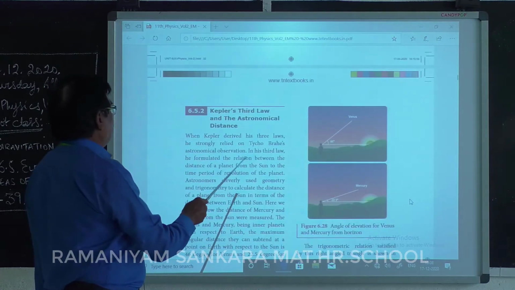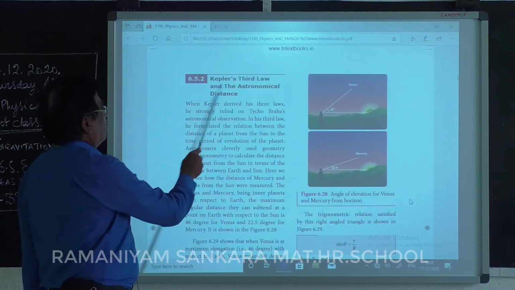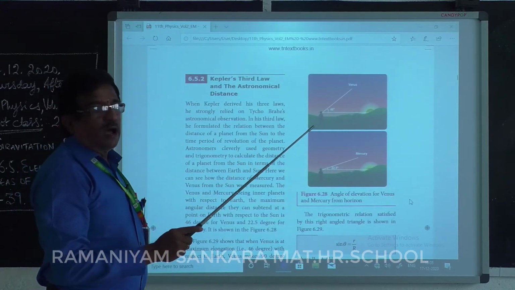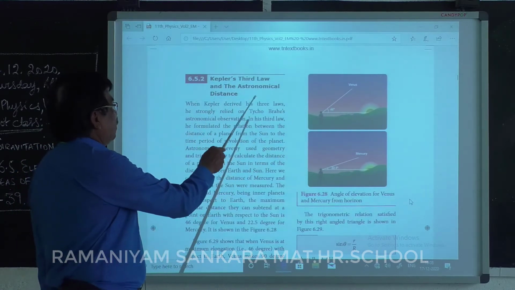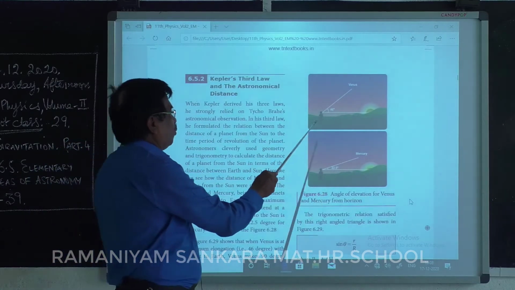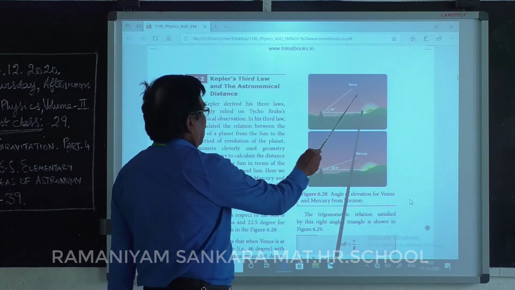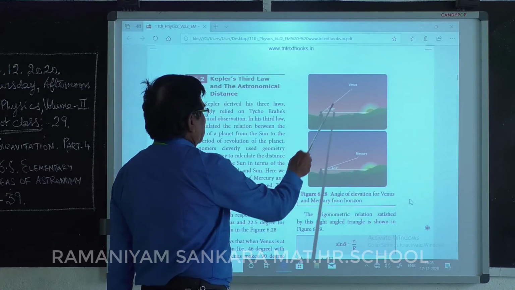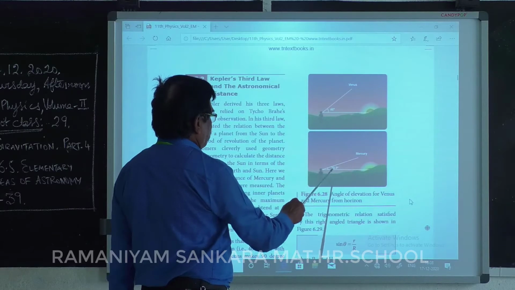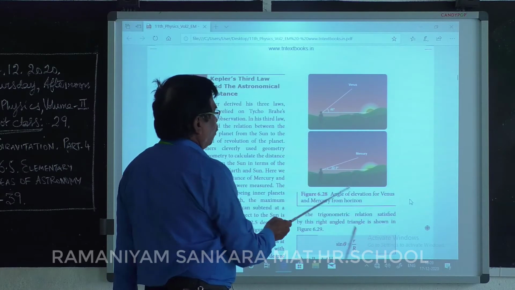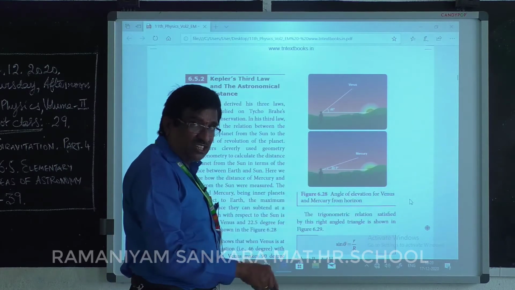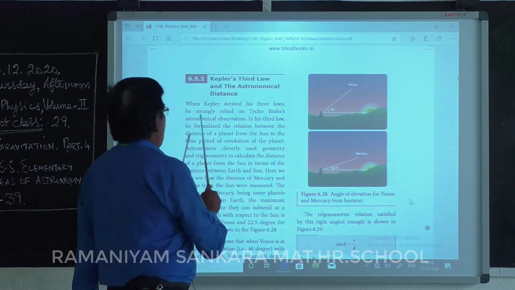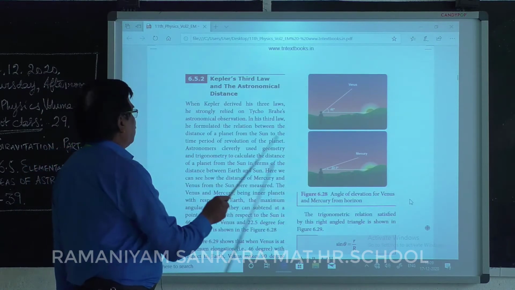Okay, now come to a very important one, 6.5: Kepler's third law and the astronomical distance. Using the third law of Kepler's motion, you can find out the astronomical distance. See the diagram: you are on the earth, seeing the horizon, and Venus is here. This is the sun, and Venus is at 46 degrees and Mercury at 22.5. Looking upward is called elevation, looking downward is called declination. This is the angle of elevation for Venus and Mercury from the horizon, where you are standing on the earth.